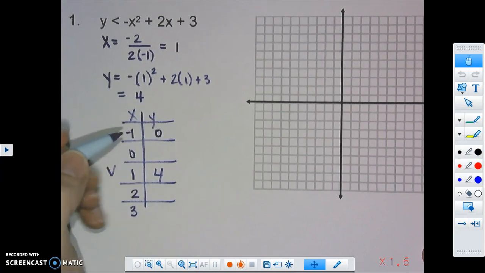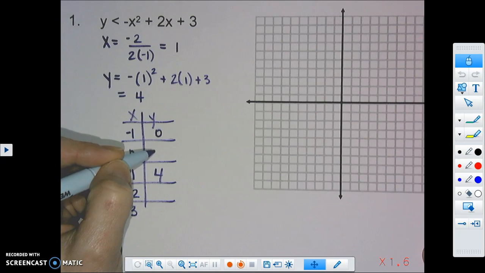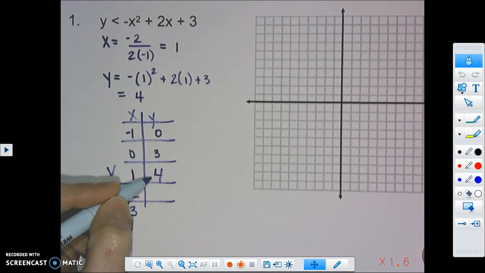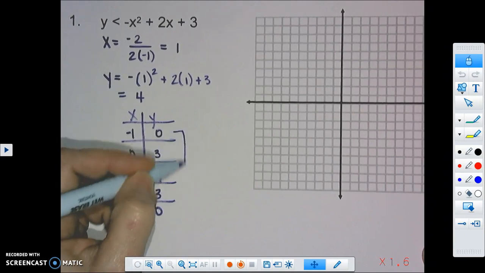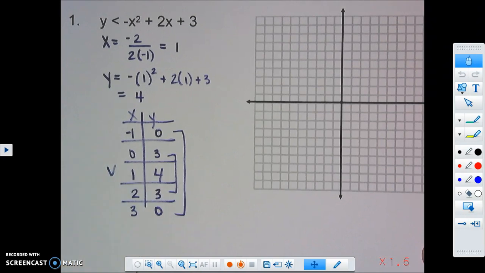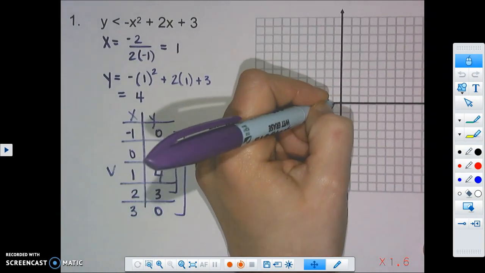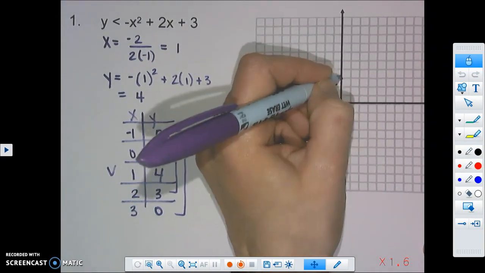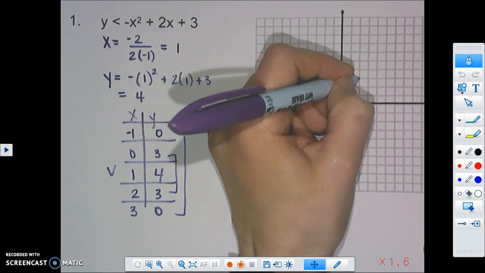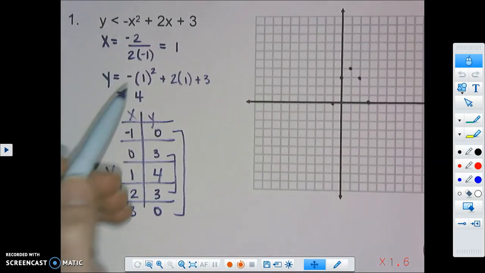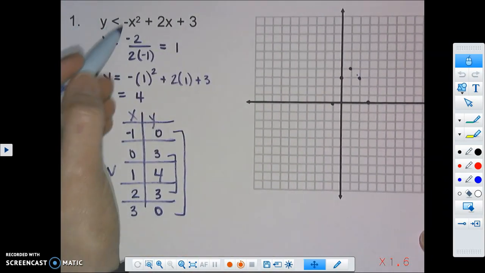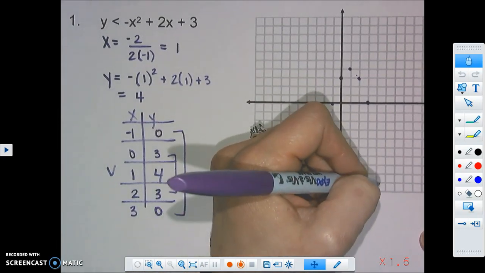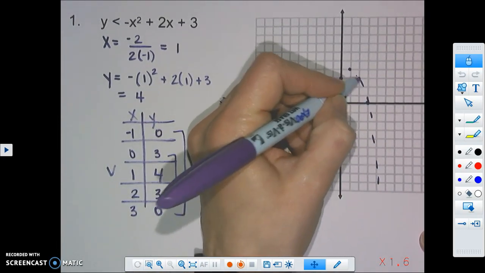So in plugging these in, we will get 0, 3, 4, 3, and 0. And remember, we should have that nice pattern going on here. So that's good to go. All right, we're plotting those points. And we do notice that the original inequality has a negative a value, which means when we graph this, it should be facing down, which it is. And this is not equal to, so we're going to dash in our parabola.